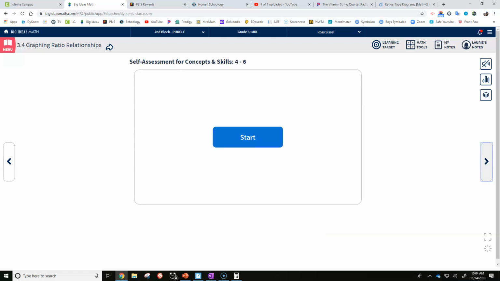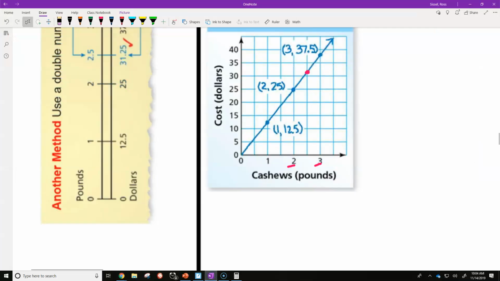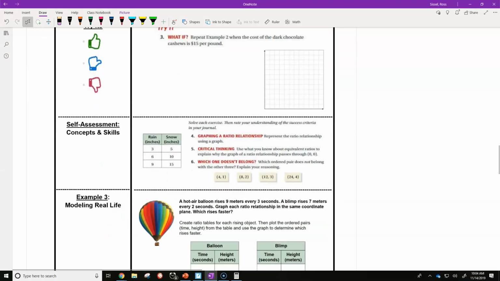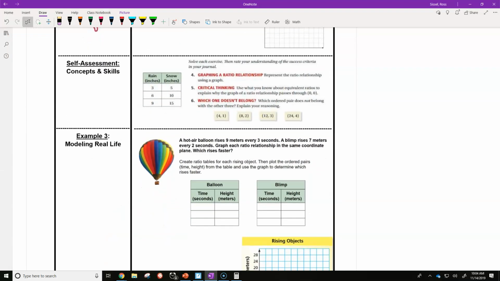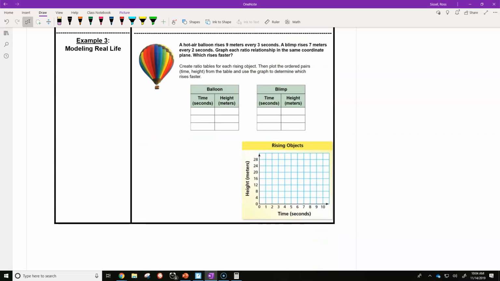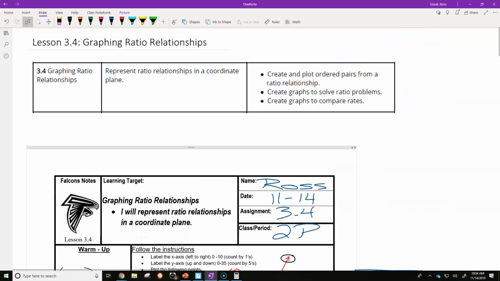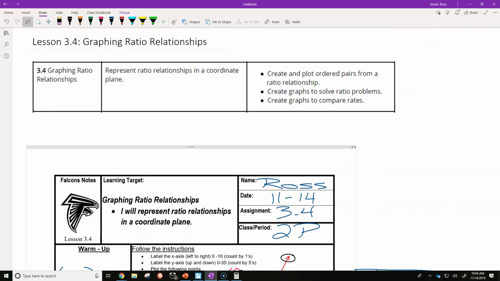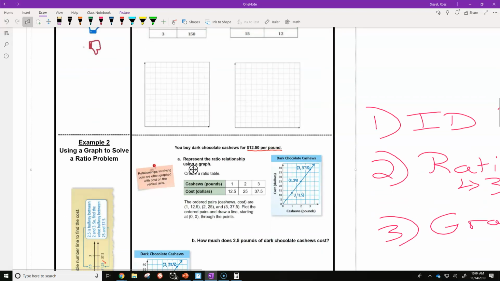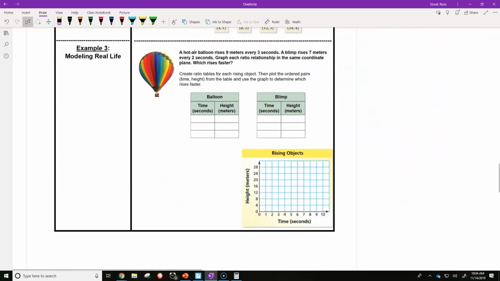Okay, let's look at the last one in your notes. Why did I put the self-assessment concept and skills? Why is that on there? Because so you can practice and you can get the hang of it, and once you get the hang of it, then you know what you're doing. Good. Modeling real life. Pay attention to this one. This is that last one. Remember I told you at the very beginning are ways you're going to prove it. Create graphs to compare rates. This is that last one you have to do. And then we're done for the day.